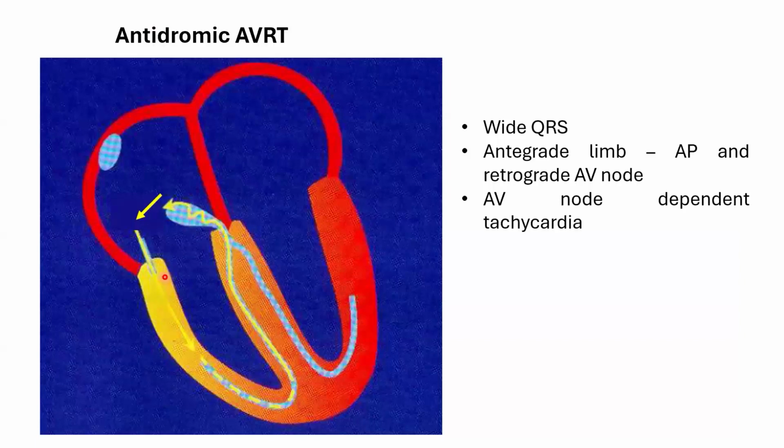You can see that the ventricular activation is initially via the pathway. Once the His-Purkinje system is activated, it goes via the right bundle, then the left bundle is activated, and the LV is predominantly activated via the His-Purkinje system. This is again an AV node dependent tachycardia.